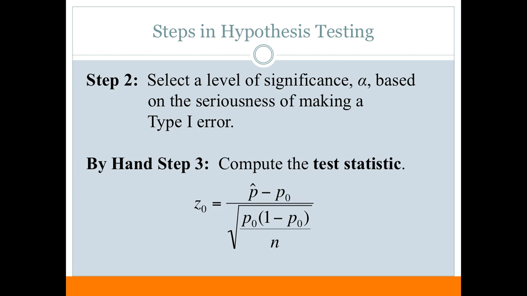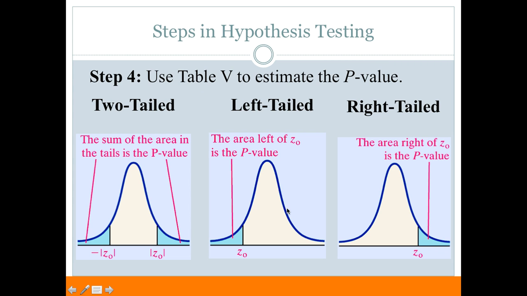So step 3 we can do either by hand or in StatCrunch. If you're going to do it by hand, the test statistic looks like this. It's a z statistic since we're talking about a proportion, and it's found just by taking p hat minus p naught divided by the square root of p naught times 1 minus p naught over n. And then we just use table 5, our normal table, to estimate the p-value.